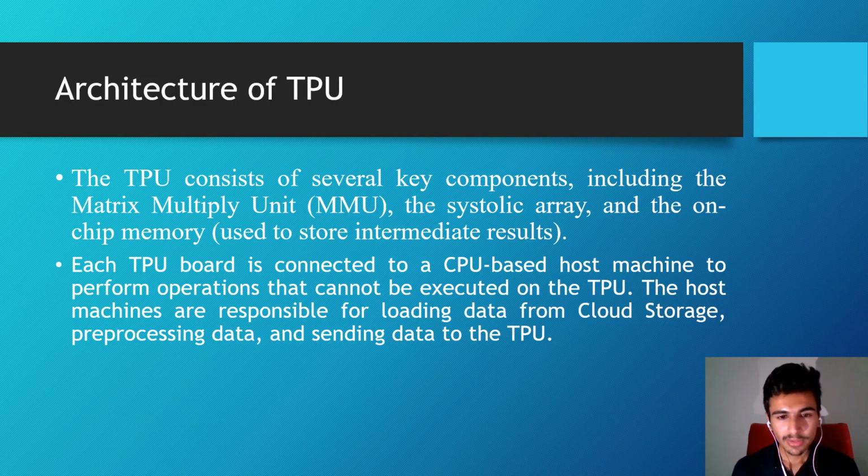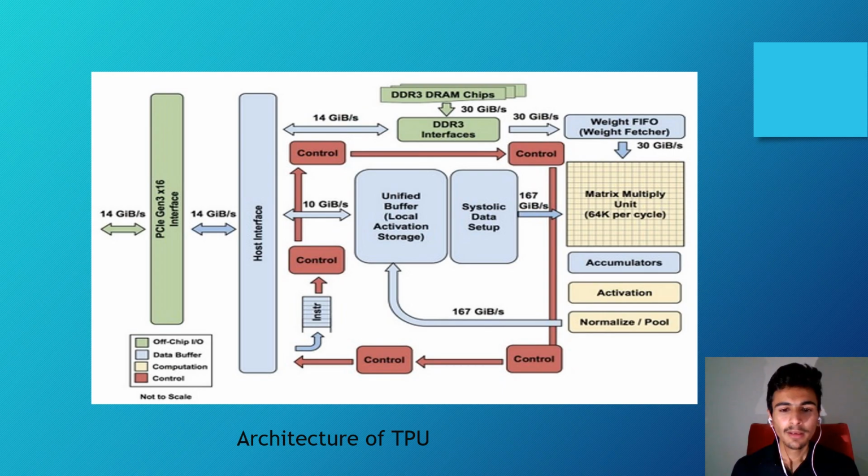Each TPU board is connected to a CPU based host machine to perform operations that cannot be executed on the TPU. The host machines are responsible for loading data from cloud storage, pre-processing data, and sending data to the TPU. Here is a block diagram of architecture of TPU. In this diagram, a third generation TPU is used, which is connected to the host interface, which is further connected to unified buffer, local activation storage, and systolic data setup.